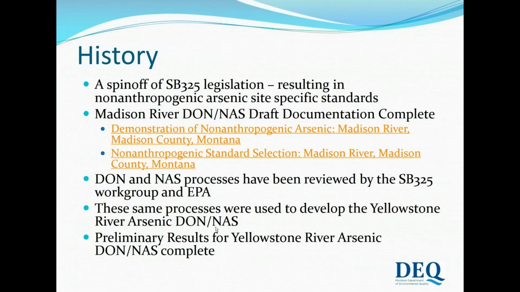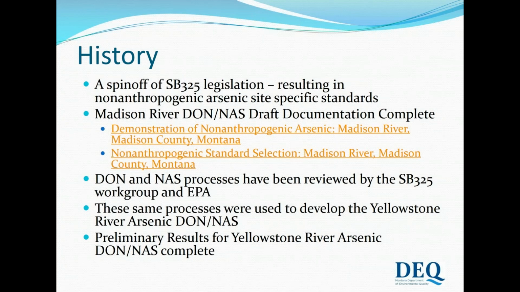Okay, a little bit of history. This process, and the arsenic site-specific standards for the Yellowstone River, is a spinoff of SB 325 legislation. The process was actually first completed for the Madison River, DAWN and NASS, and that draft documentation is available on the SB 325 workshop website.